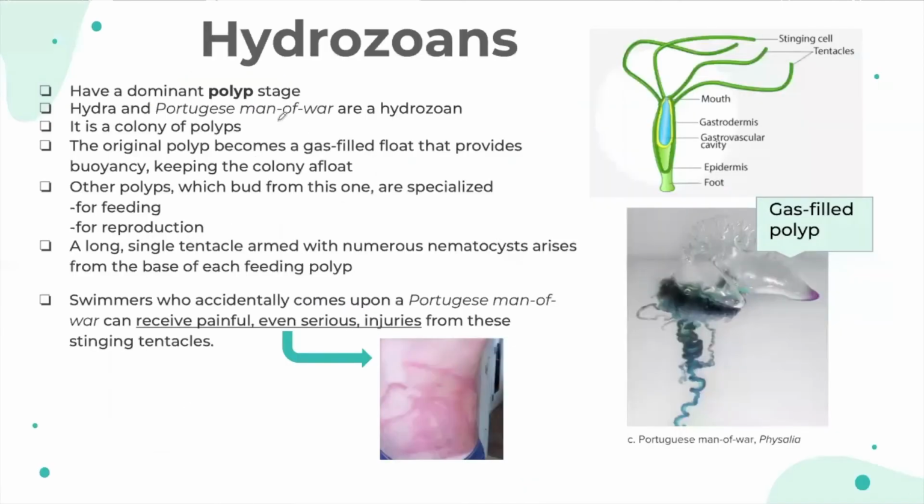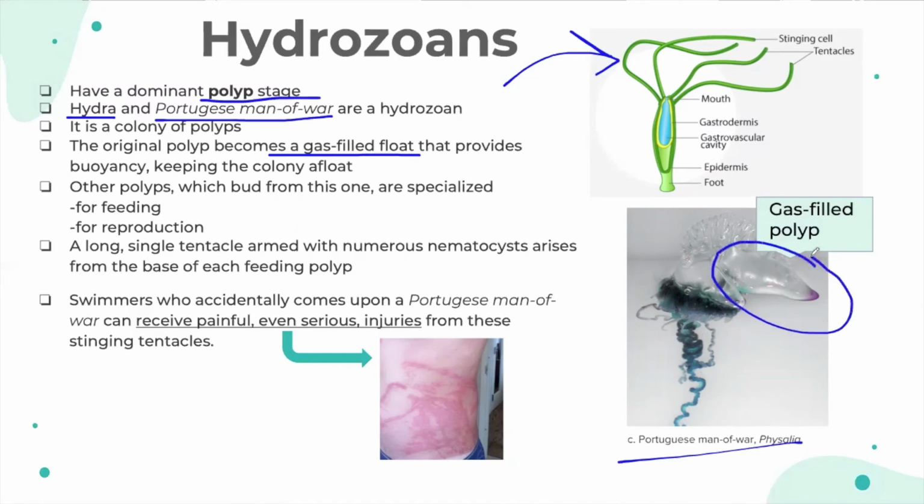Next, hydrozoans. Hydrozoans have a dominant polyp stage. Hydra, which is this one, and Portuguese man of war, which is this one, are hydrozoans. It is a colony of polyps. The original polyp becomes a gas-filled float that provides buoyancy, keeping the colony afloat. So this is the gas-filled polyp. It helps to keep the colony afloat on the water.